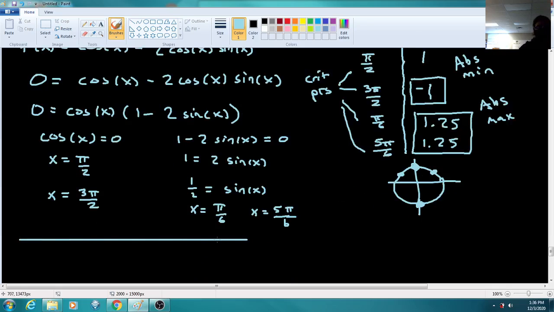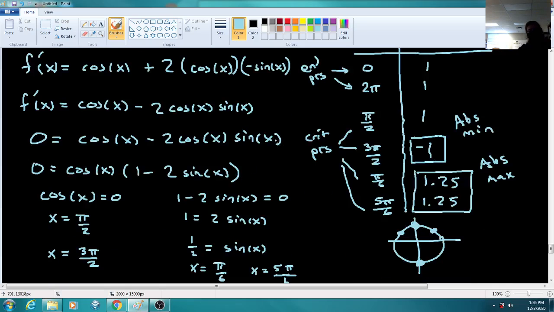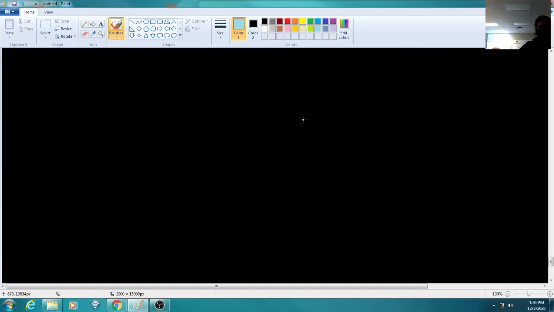Okay, so that wraps up using endpoints and critical points to find the maximum or minimum values on intervals. The next example we're going to look at is going to be over something called Rolle's theorem. So this will kind of wrap stuff up.